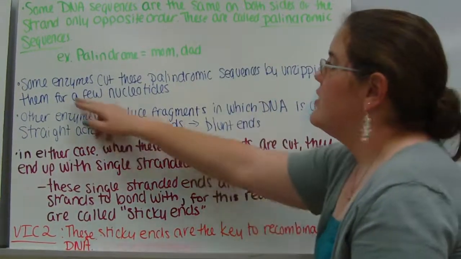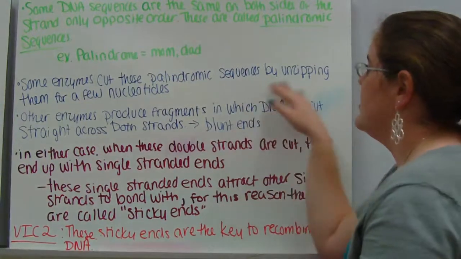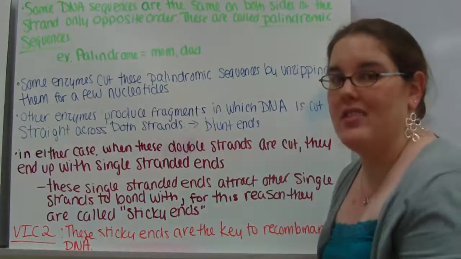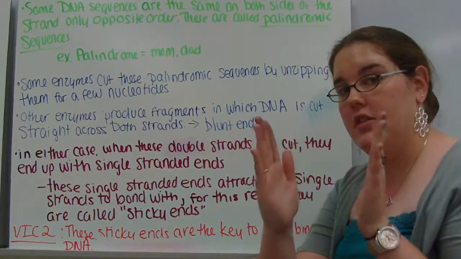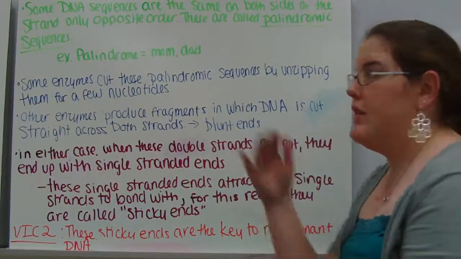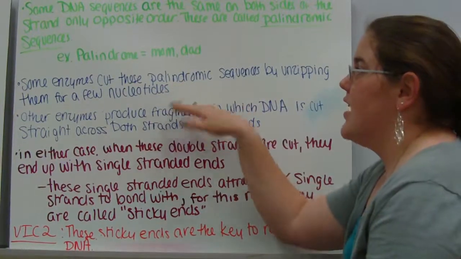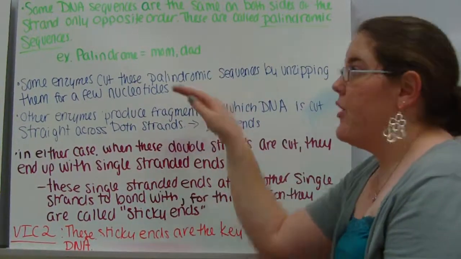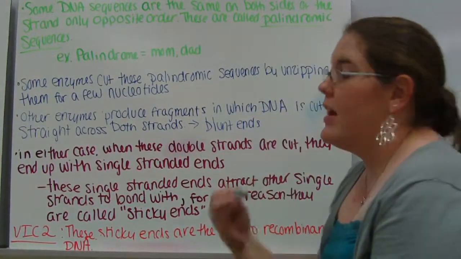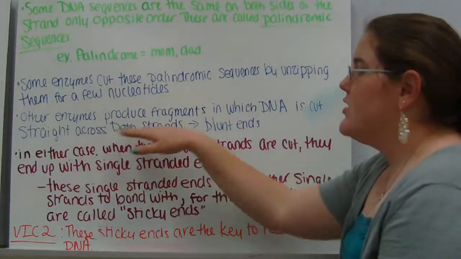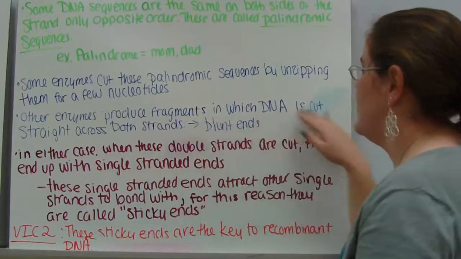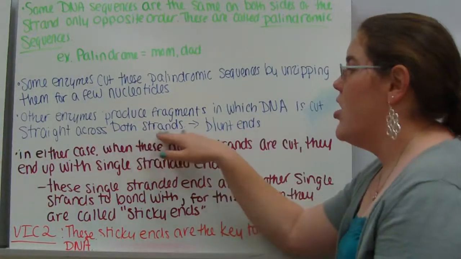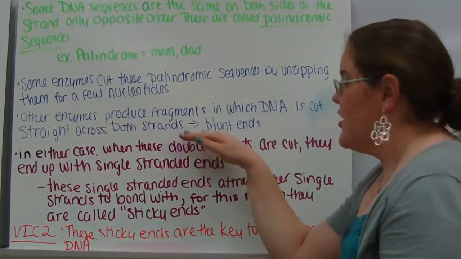Now, some enzymes cut these palindromic sequences by unzipping them for a few nucleotides. Just like with our transcription, whenever our DNA was cut into two or unzipped, basically the same thing is going to be happening here. These restriction enzymes cut those palindromic sequences by unzipping them. We can also have other restriction enzymes produce fragments in which DNA is cut straight across both strands. And these are known as blunt ends.